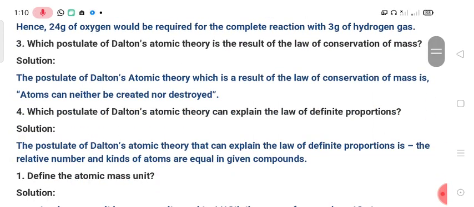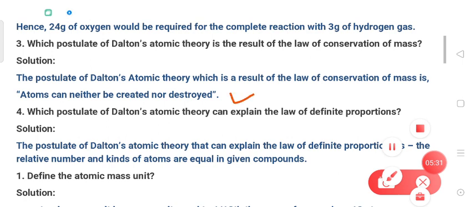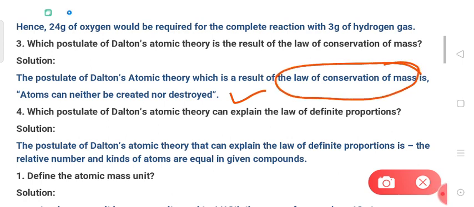Which postulate of Dalton's atomic theory is the result of law of conservation of mass? So the postulate of Dalton's atomic theory, which is the result of law of conservation of mass, is that atom can neither be created nor destroyed. That means atom is indivisible. So this is why the law of conservation of mass is true, because law of conservation of mass says that mass is neither created nor destroyed in a chemical reaction. That means the total mass of reactants is equal to the total mass of products which are formed.